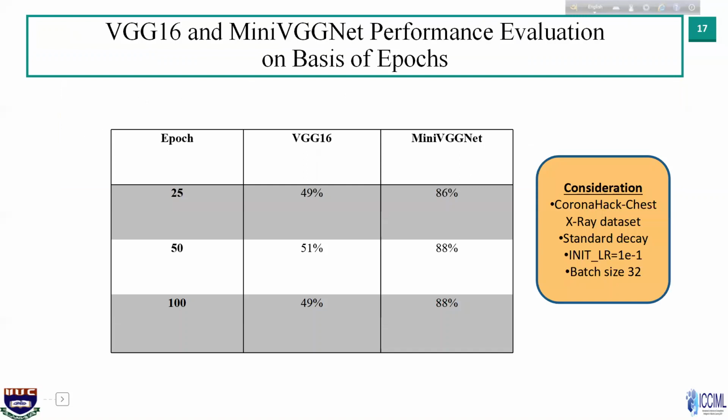Here is a performance evaluation on the basis of epoch for both models, where we can see that MiniViTNet performs better than VGG16 with 88% accuracy, which is higher than VGG16, where we consider initial learning rate 0.1 and batch size 32.